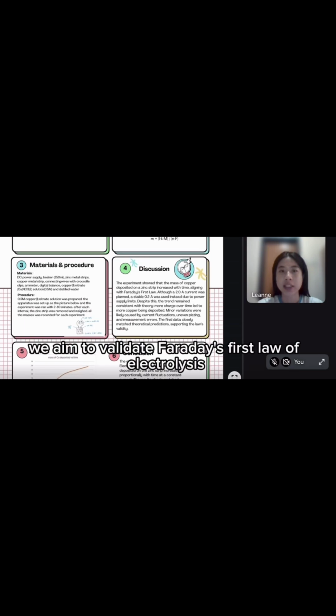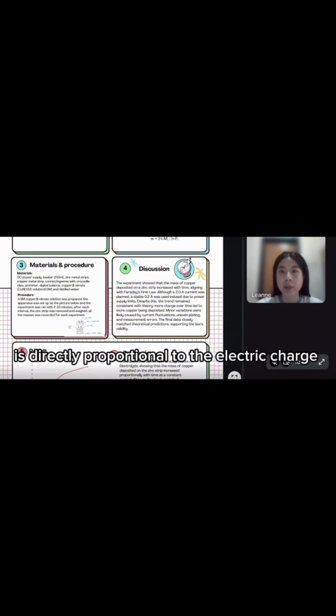In this experiment, we aim to validate Faraday's first law of electrolysis by observing how much copper deposits onto a zinc strip over time. According to the law, the mass of a substance deposited at an electrode is directly proportional to the electric charge passed through the electrolyte. This relationship is defined by the equation m = ItM/nF, where current and time determine how much copper is deposited. Although our procedure initially called for a constant current of 2.0 ampere, we had to adjust this to 0.2 ampere because our power supply couldn't deliver a stable current at that level.